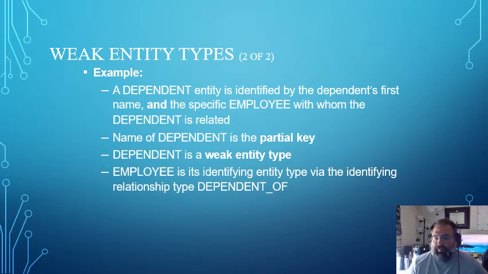Might be first and middle name would be a better choice because you might have a situation with one or two dependents having the same name. It's possible. Name of dependent is the partial key. Dependent is a weak entity type. Employee is its identifying entity type via the identifying relationship type dependent of.